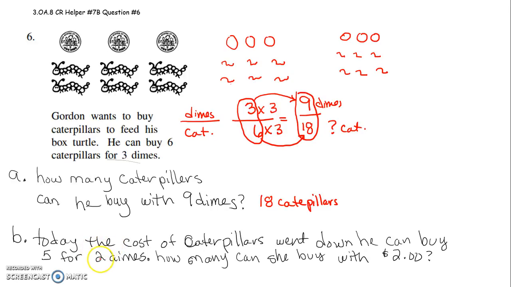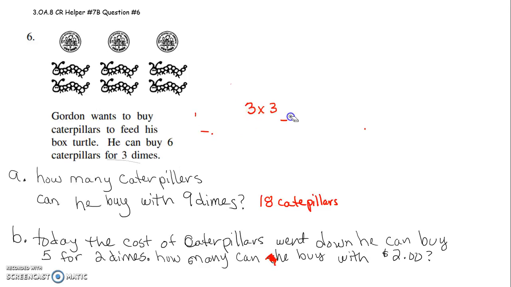Today, the cost of caterpillars went down. He can buy 5 caterpillars for 2 dimes. How many can he buy with $2? Okay, all right. 5 caterpillars now for 2 dimes. So it's a new day, and the cost actually for caterpillars went down. He now only has to spend 2 dimes to get 5 caterpillars.